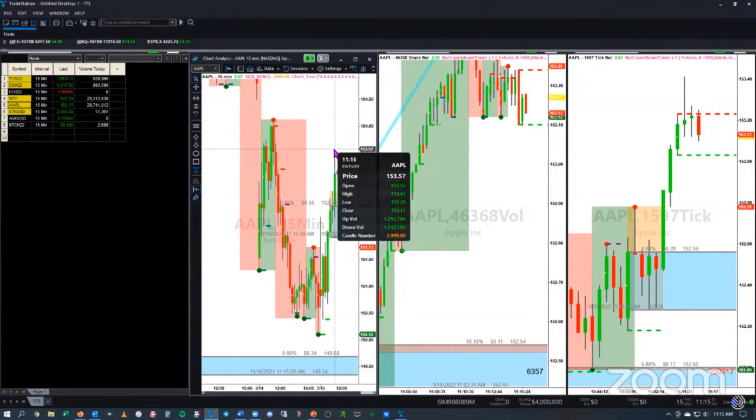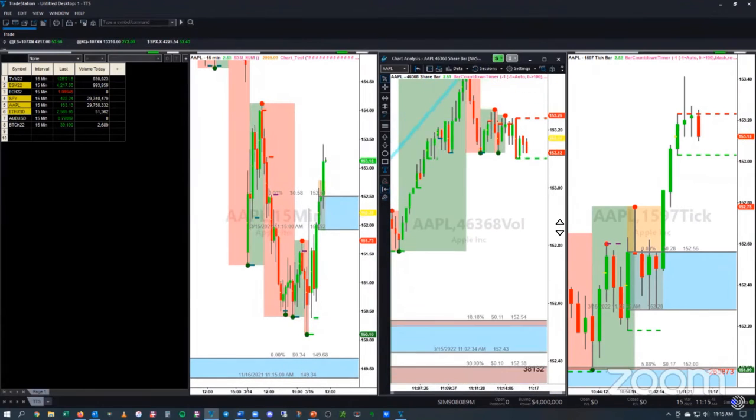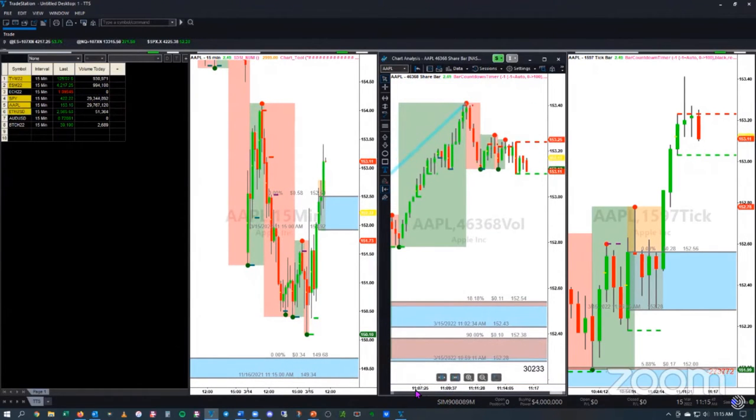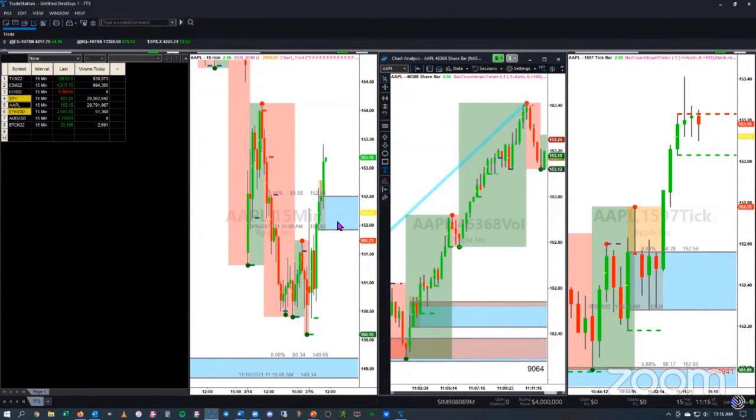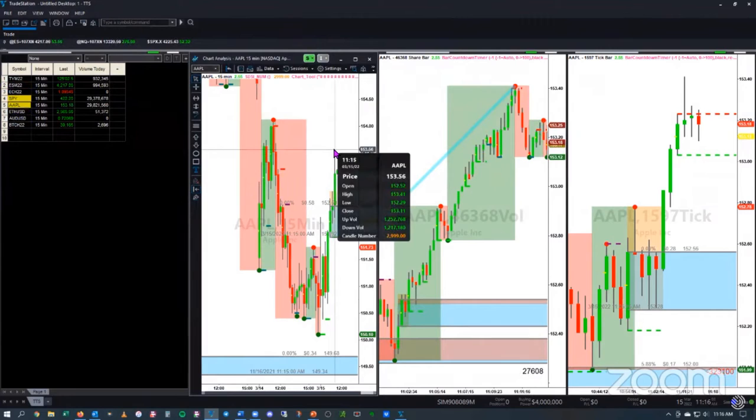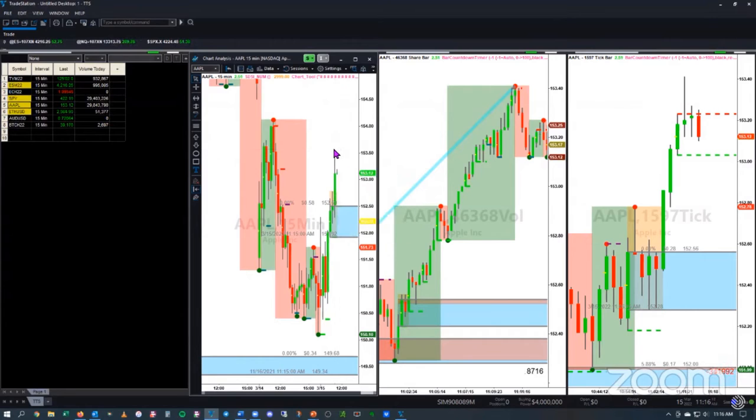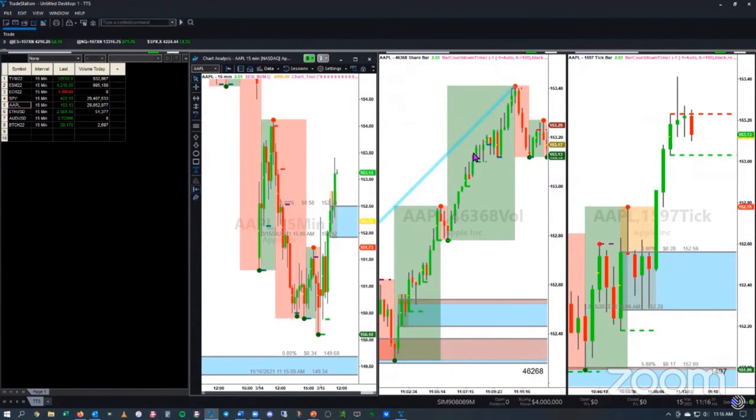and that candle was the 11:15 candle, right? So you can go here, and you can see that this candle here goes from a high of 153.41 to a low of 152.29. You can see that this is what happened and how price looked doing it using the volume.